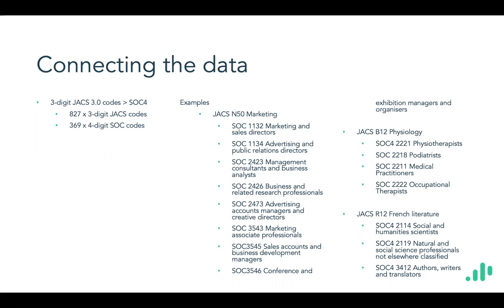The second example is physiology, JACS B12. Now you can see physiotherapists have their own SOC code, 2221. But in this suggested mapping, we've also got medical practitioners. Now, you might look at that and think, well, do I want to include that particular mapping? Because medical practitioners includes doctors, GPs, and their earnings can be significantly different to physiotherapists.